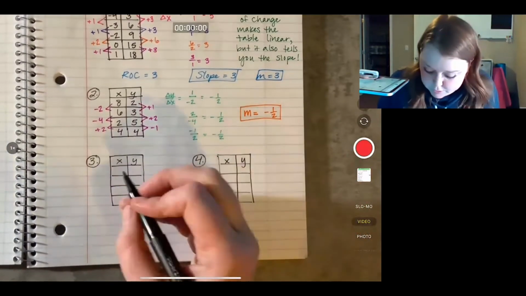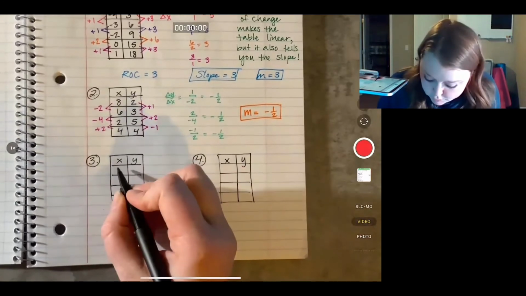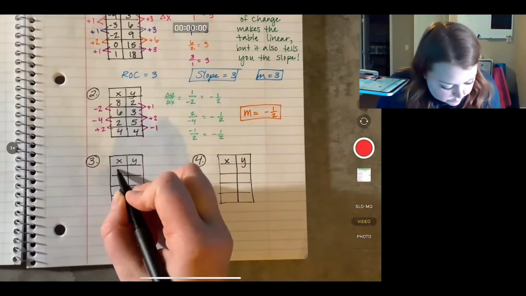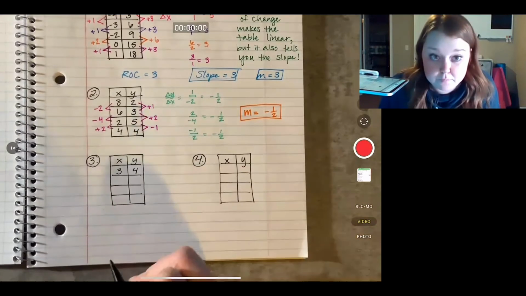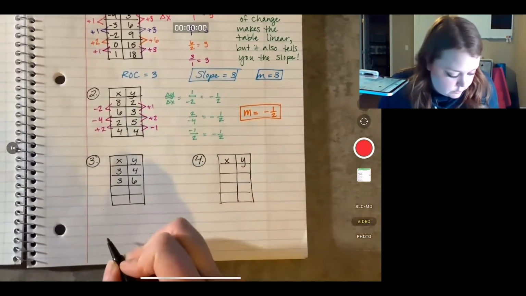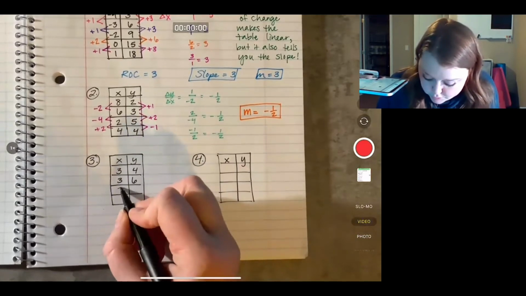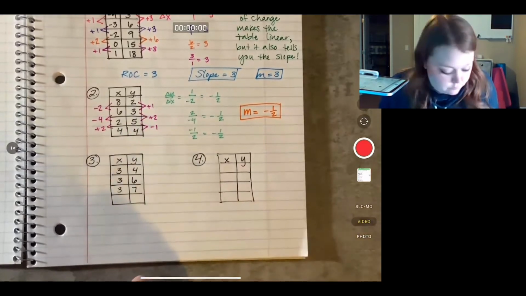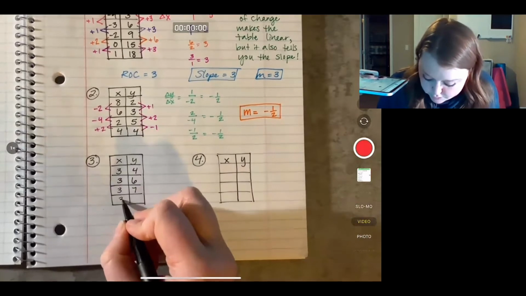Okay, here's number 3. So ordered pairs are 3, 4. 3, 6. 3, 7. And 3, 10.